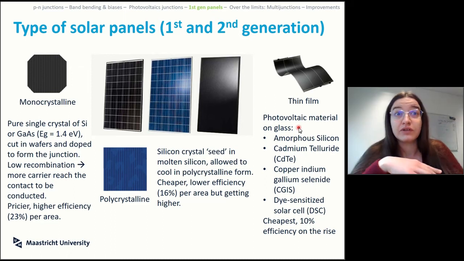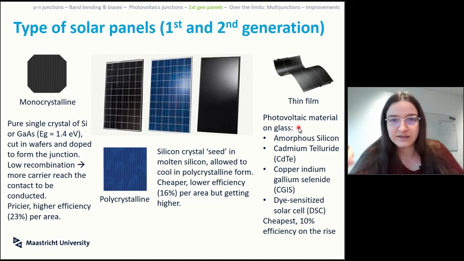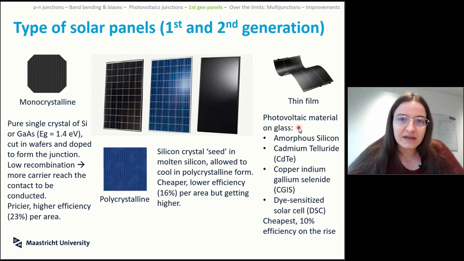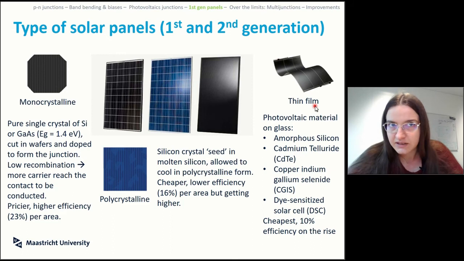So you can actually put a photovoltaic material on glass. What material depends. You can have silicon in amorphous form, which works on the same concept, or this series of cadmium telluride, copper indium gallium selenide, or the dye-sensitized solar cells. These are the cheapest possible panels that you can have, and the fact that they are bendable and you can put them on glass makes them very, very attractive.